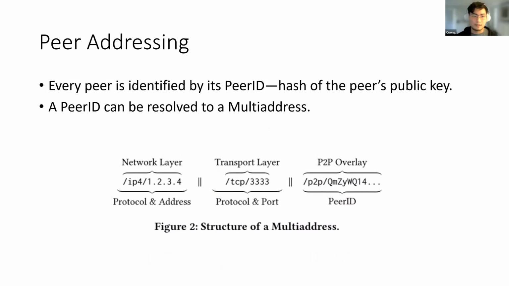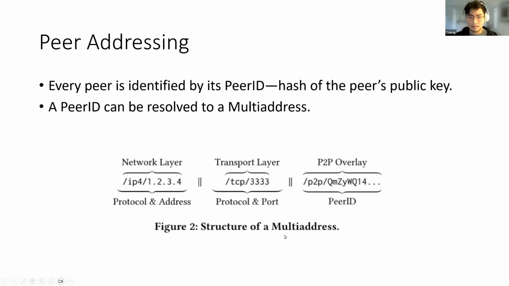Similarly, every peer in IPFS is identified by the peer ID, and this peer ID is a hash based on the peer's public key. So when a peer joins IPFS, it will generate a public-private key pair, and the peer ID is the hash of the public key. A PID can also be resolved into a multi-address, and this is the actual contact information of a peer.